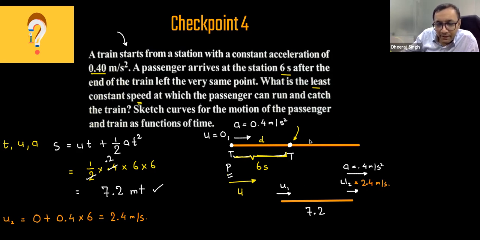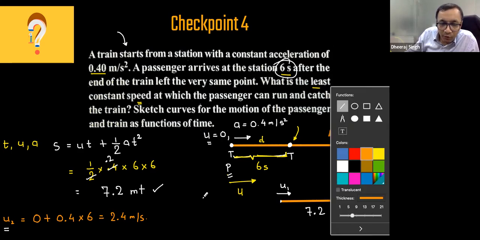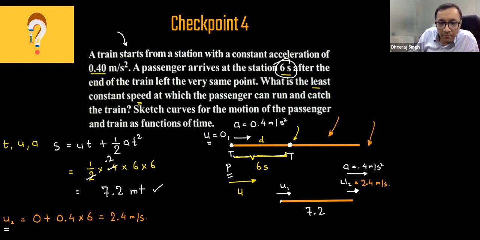See, this situation is when only train is moving. I want to find out what the train is doing when passenger has started running. So the train, although it actually started from rest, but when passenger started to run, the train had some velocity, because it already has traveled for 6 seconds. So I found out velocity when the passenger has started running from here by using V is equal to U plus AT. So this is a situation for which I have to use velocity of approach concept. Okay, fine.